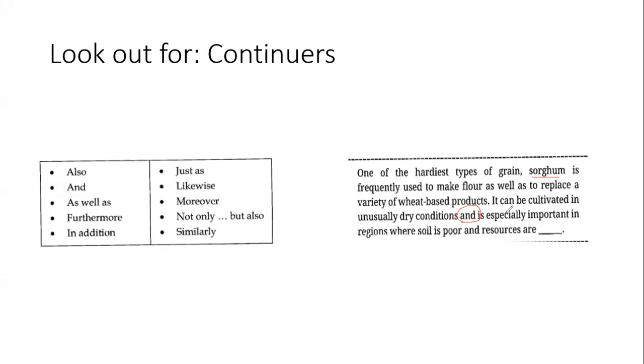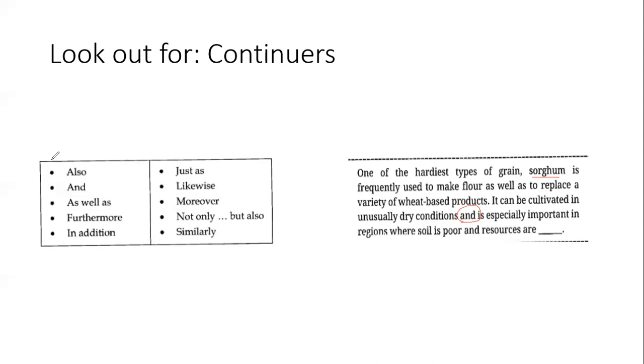So there is no change in the plot. Everything is going straight forward. Am I clear? So probably we do not have any options. I'm just telling you how "and" can change the whole story. Watch out for continuers.